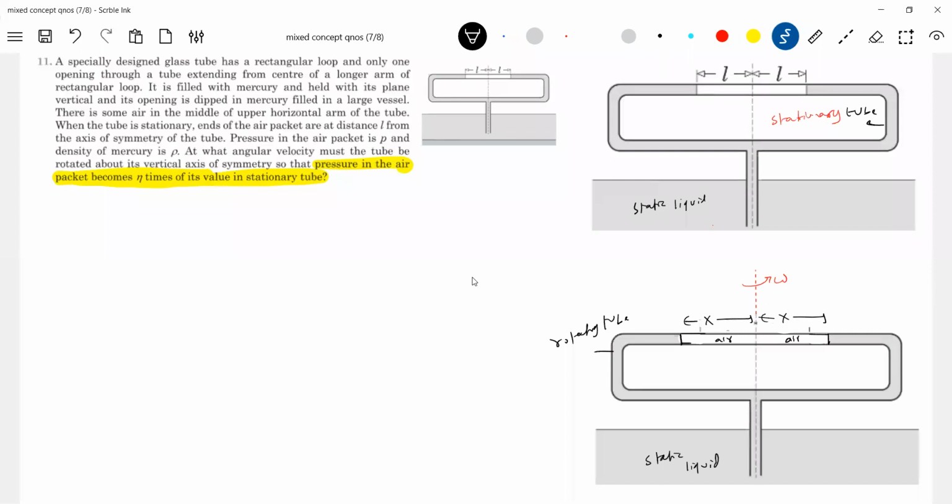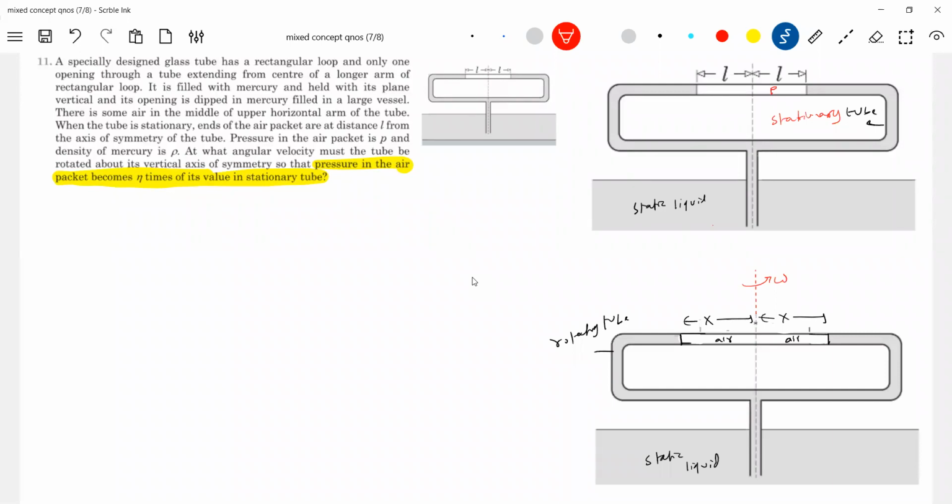How much pressure in the air will become eta times of P. Pressure here, so earlier it was P. So let's go for eta times of exchange tube. So earlier pressure, let me assume P, some value. Pressure in the air packet is P.